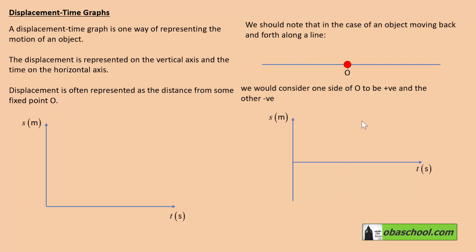If we have an object that does something like this, then the displacement time graph might look something like this. The gradient of a displacement time graph indicates the velocity of the object.